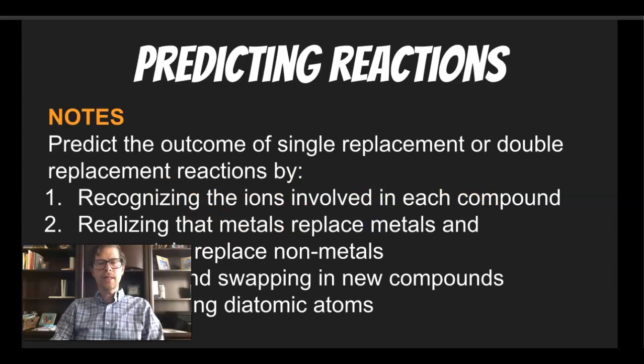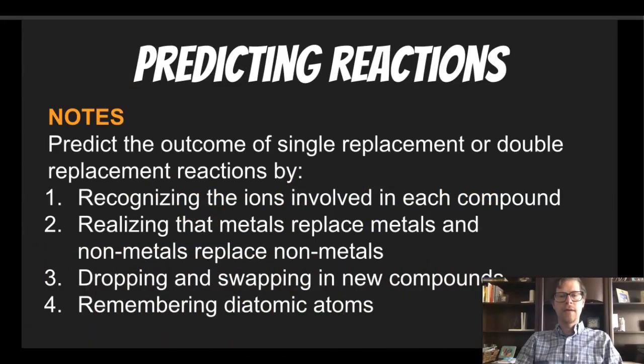Well, we can predict the outcome of reactions by doing a couple of things. And we're going to really only focus on single replacement and double replacement reactions. Here, you'll predict more in your chemistry class. So first, what we want to do is recognize the ions involved in each compound, right? We're dealing with ionic compounds that can come apart as individual ions. And then we're going to recognize that a metal is going to replace a metal and a non-metal is going to replace a non-metal, right? You don't really get it the other way.